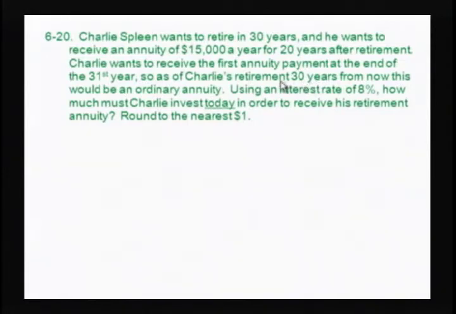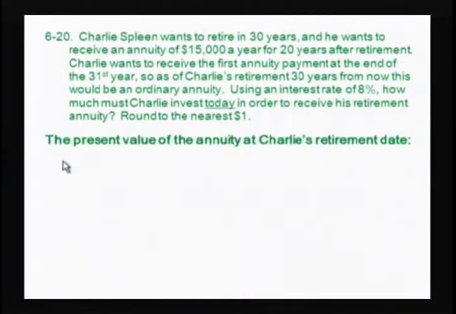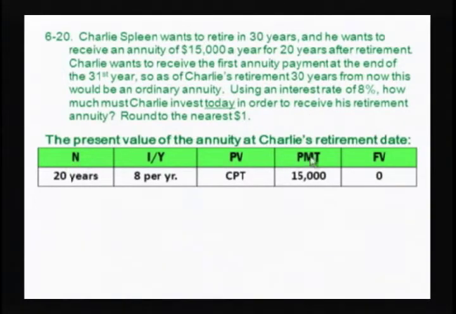Go 30 years into the future when he retires and he gets the first retirement payment at the end of a year later, that makes it an ordinary annuity as of his retirement date 30 years from now. Well, the question is not how much he needs to have when he retires, but how much he has to invest today. Although working backwards, the first step would be to determine how much he will need when he retires. When he retires, he wants to receive $15,000 annual payments for 20 years after retirement.